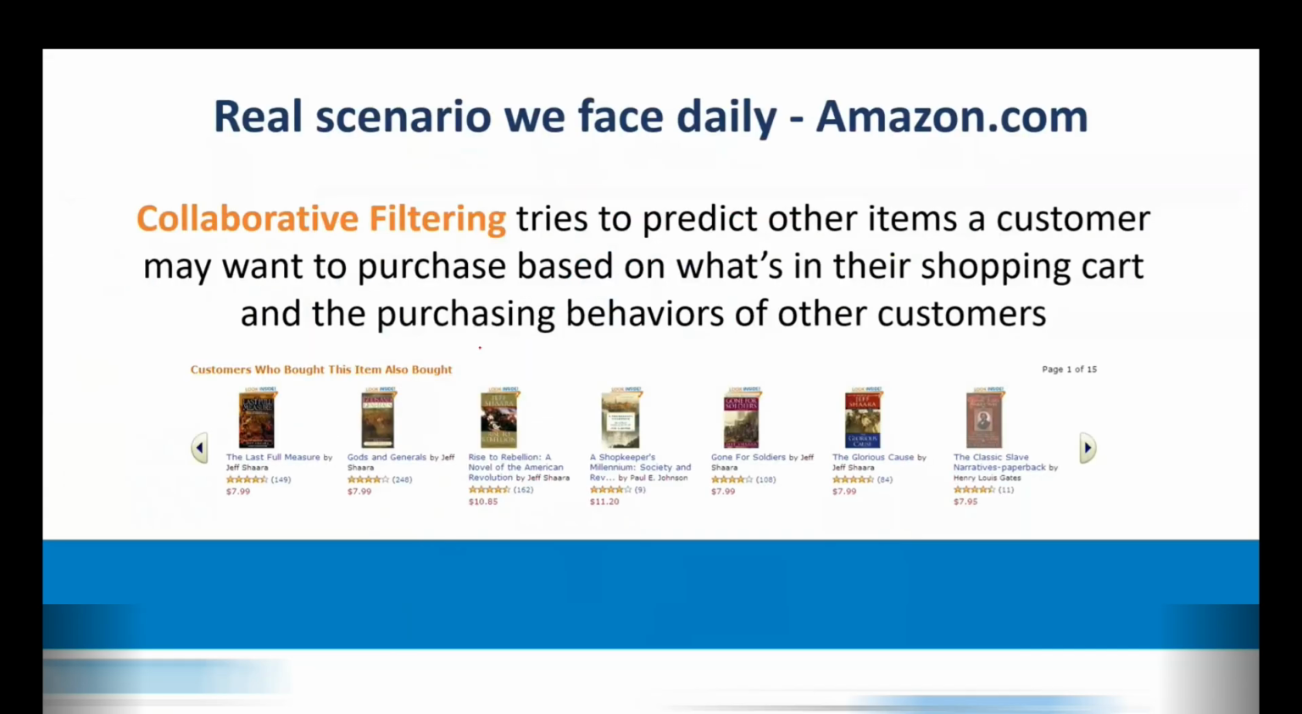You can see a real scenario like amazon.com. Once you go and search for any product, it shows you suggestions below. Under that you can see the people who also bought this, the people who also liked this.